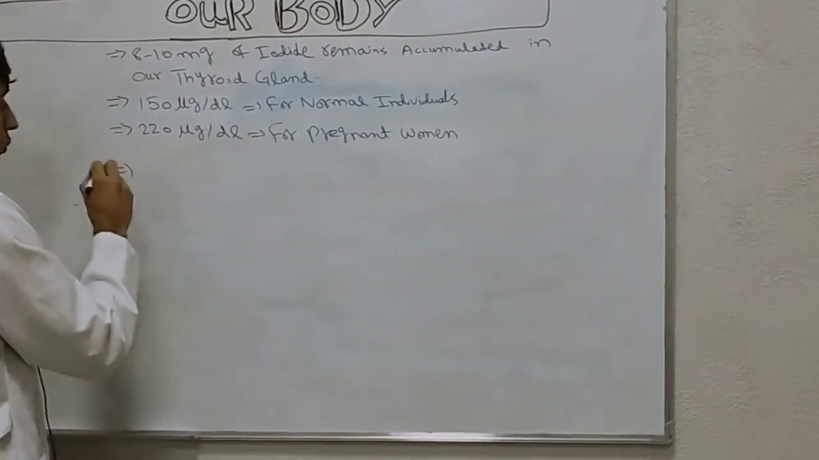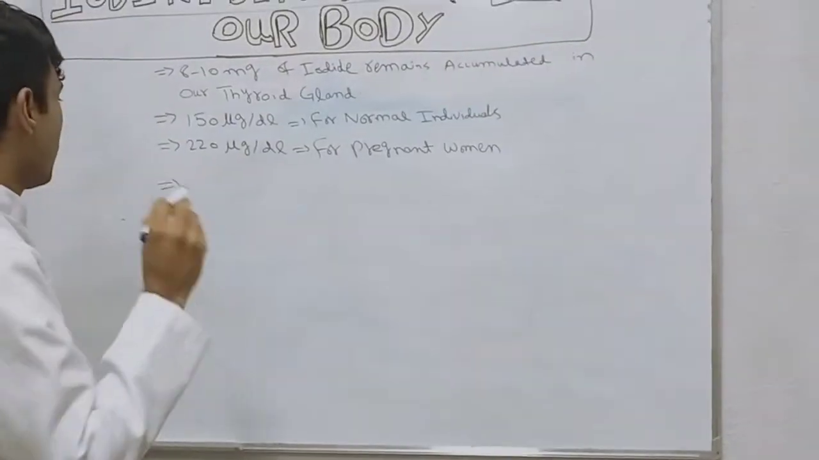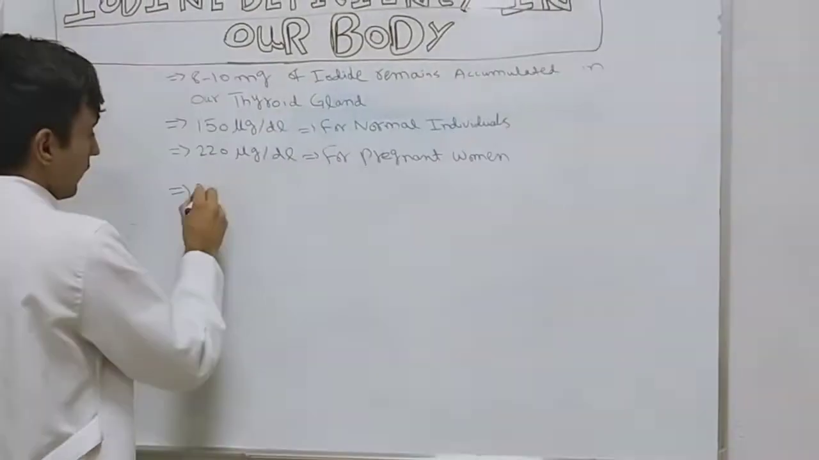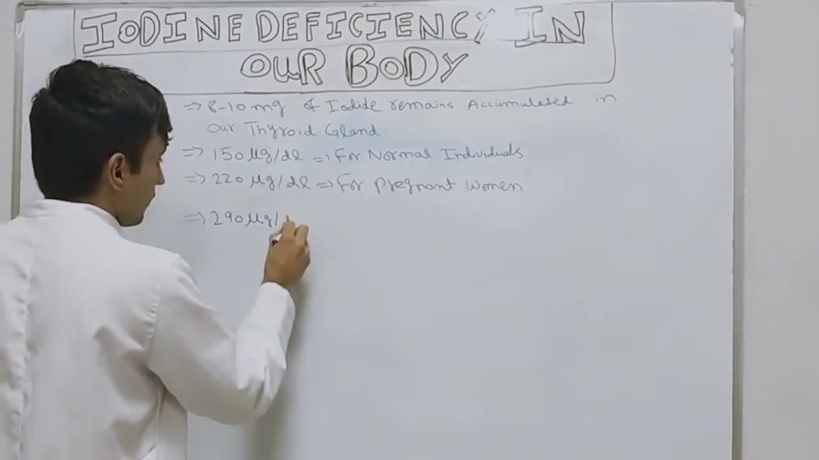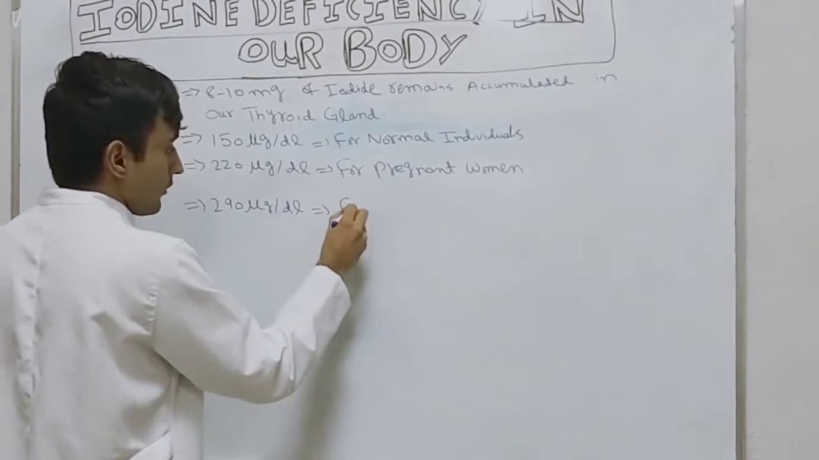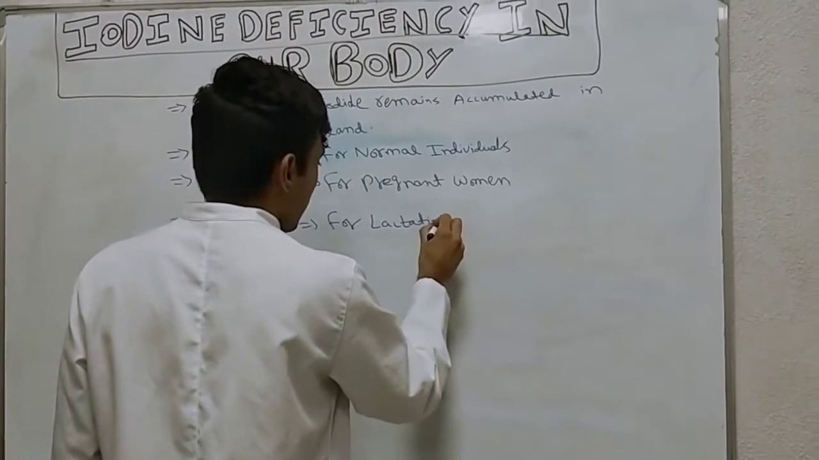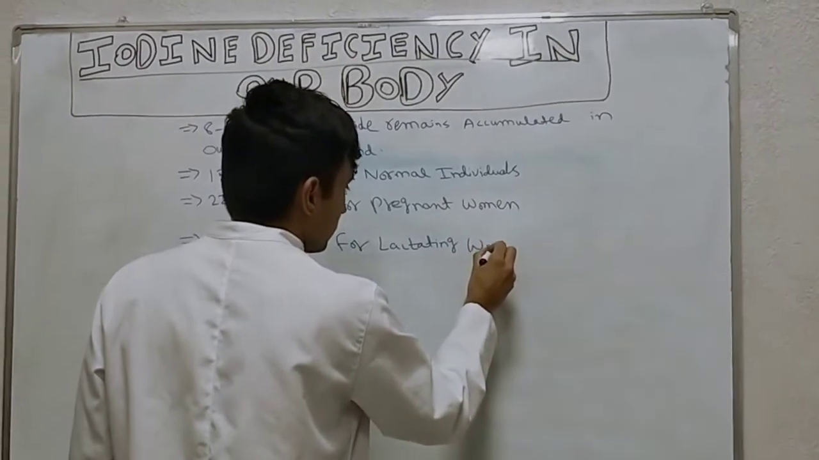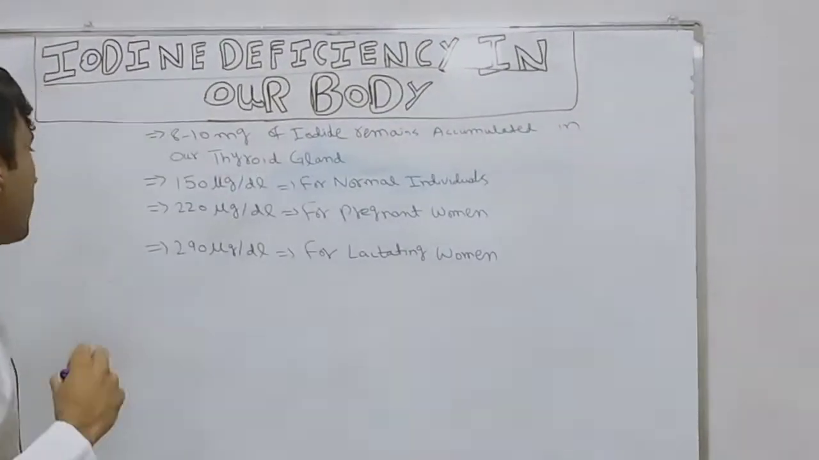Those women who are lactating or breastfeeding their baby must have an intake of iodine of 290 micrograms per deciliter for lactating women, because they need iodine for themselves as well as for their infants.